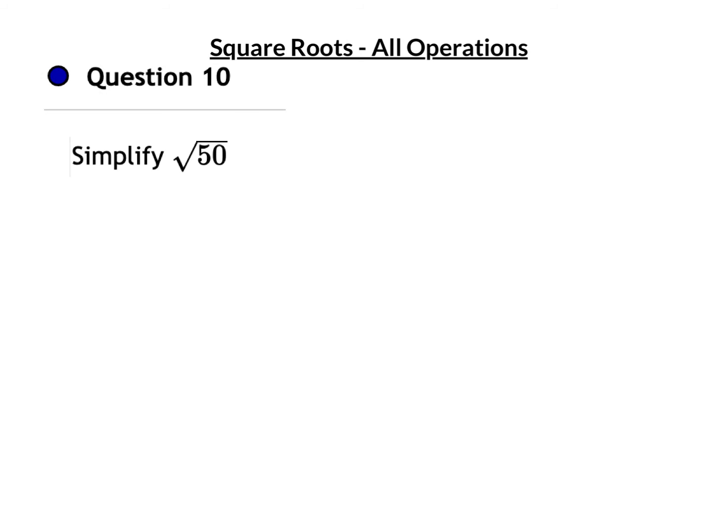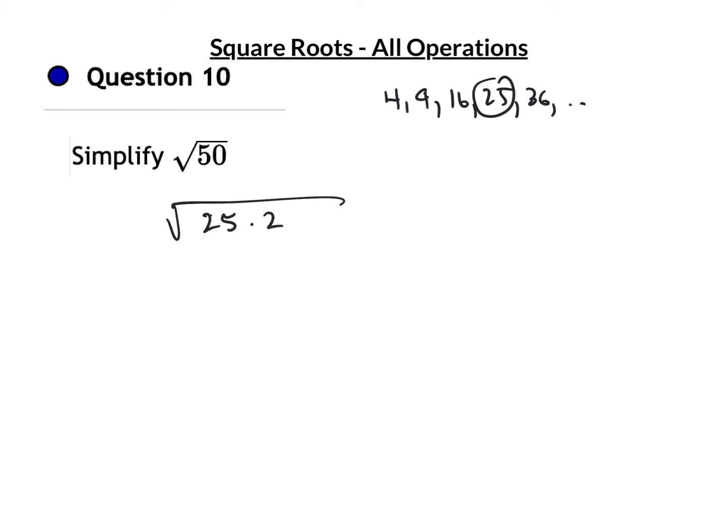Simplify the square root of 50. Let's list our perfect squares. 4, 9, 16, 25, 36. 25 divides evenly into 50. I'll rewrite 50 as 25 times 2. I can take the square root of 25. It goes outside as a 5. And 5 root 2 is the answer.